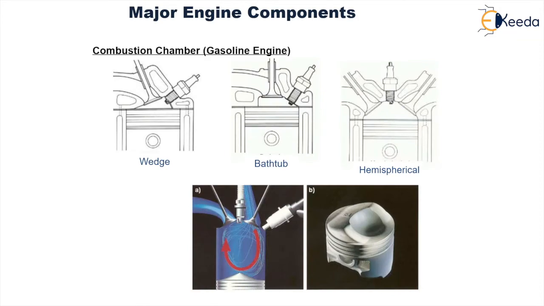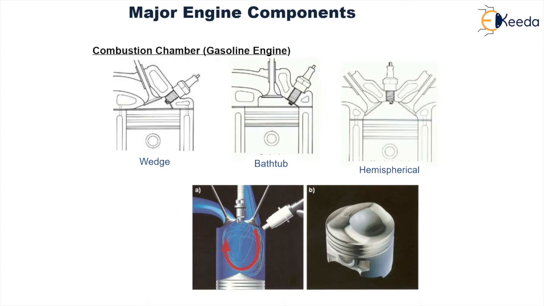Then we have the combustion chamber. The combustion chamber is basically the area above the piston head or the piston top and below the cylinder head, at the time when the piston is at top dead center. So when the piston is at top dead center, the area enclosed between the piston top and the cylinder head is called the combustion chamber.